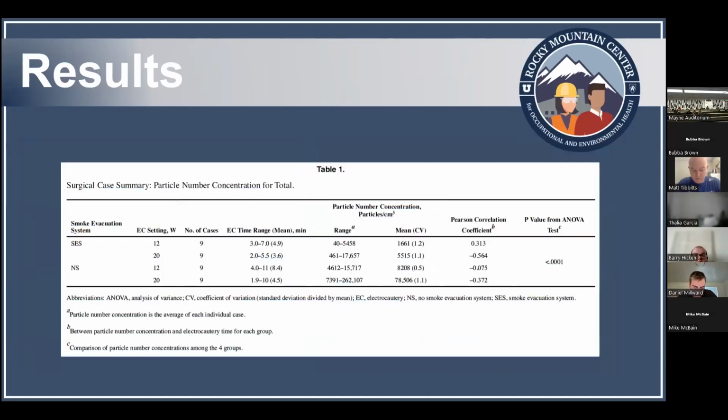And here's the EC time. You can see the time, this is the range and then the mean. It's just longer for this, which raises some questions. But the most important part is actually there is a negative correlation between the EC time and the concentration of the particles, which is counterintuitive. You would expect more surgical plume generated with the longer time of using the EC, right? But this is what they found. It's just a negative correlation.